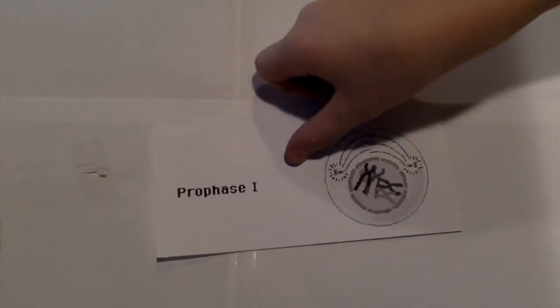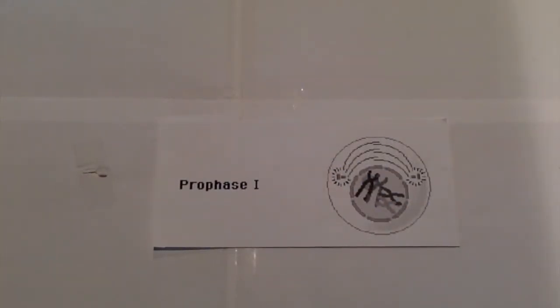This is prophase 1. During prophase 1, the DNA condenses, the centromeres start going to opposite sides, the nuclear membrane starts dissolving, but most importantly, the homologous chromosomes form.